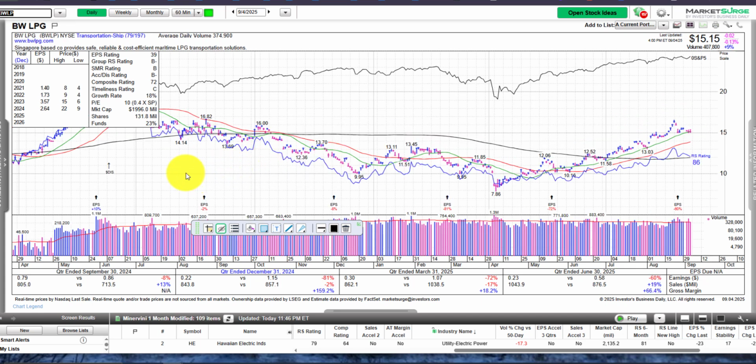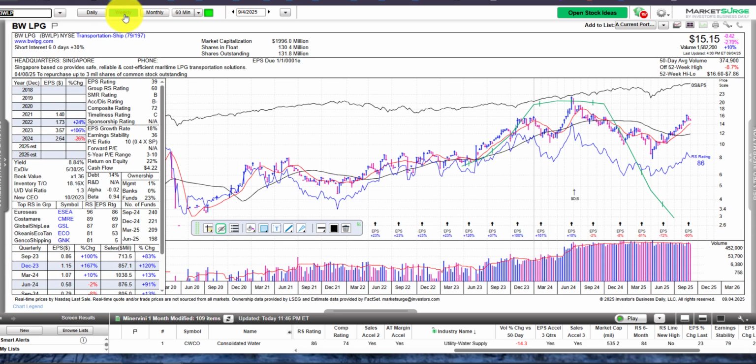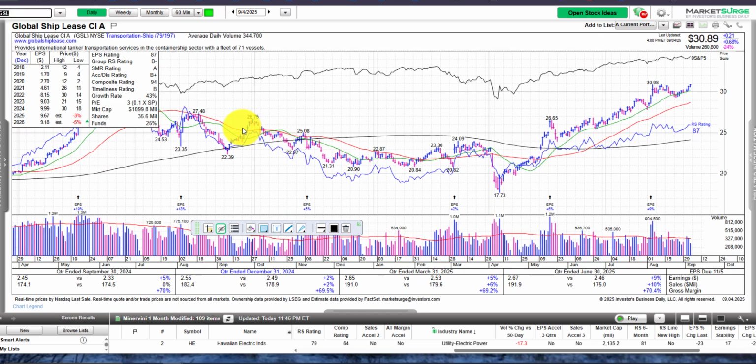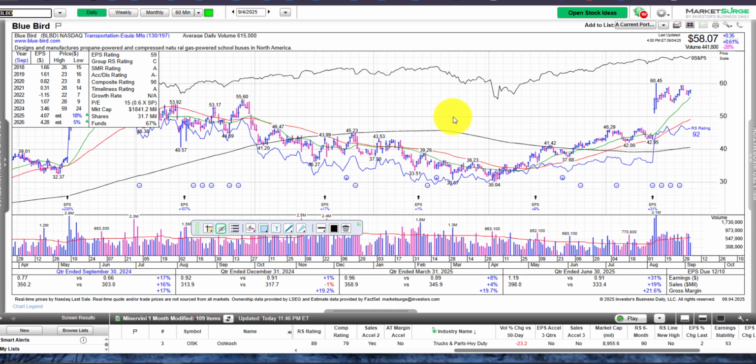BWLP, Singapore-based company. Yeah, not quite what I'm after. Global ship lease. Nice uptrend. Bluebird, propane-powered school buses. Big gap up on earnings.